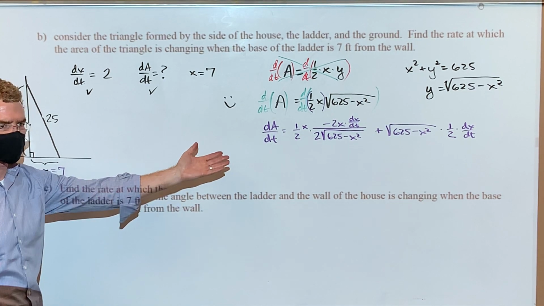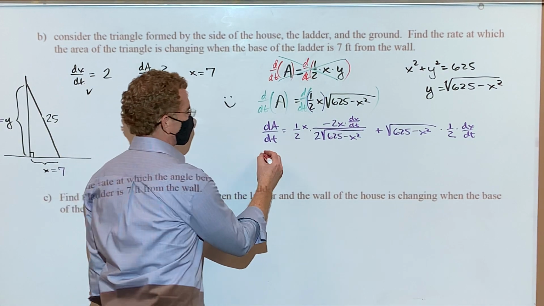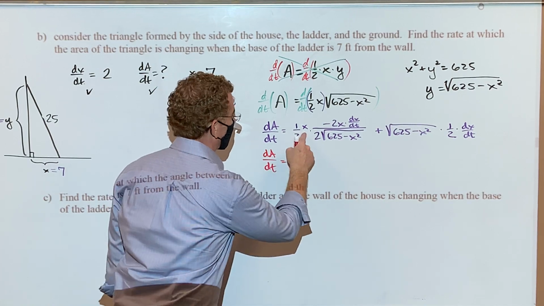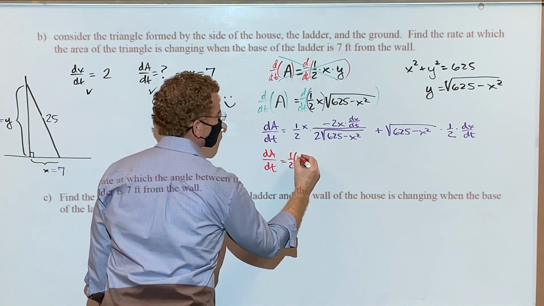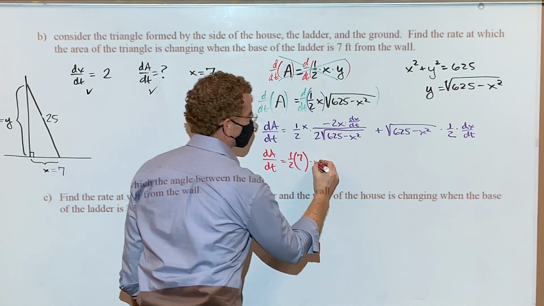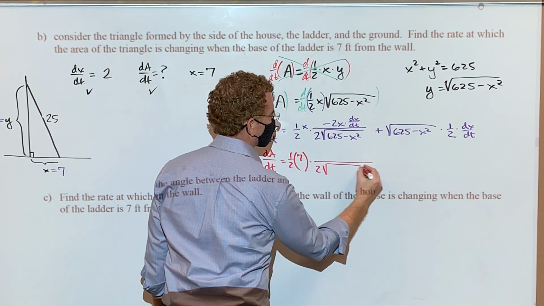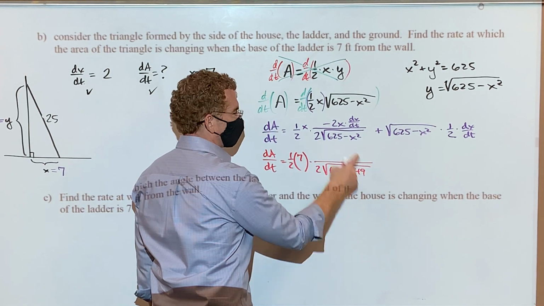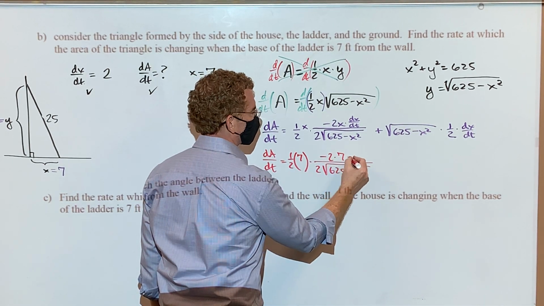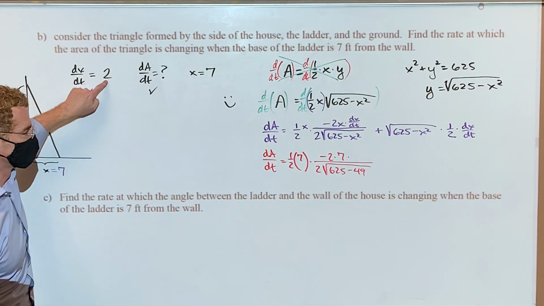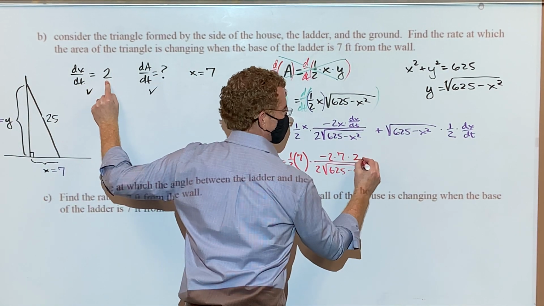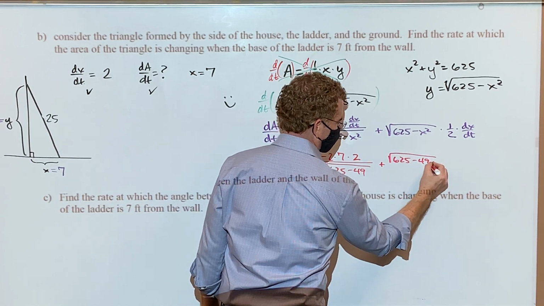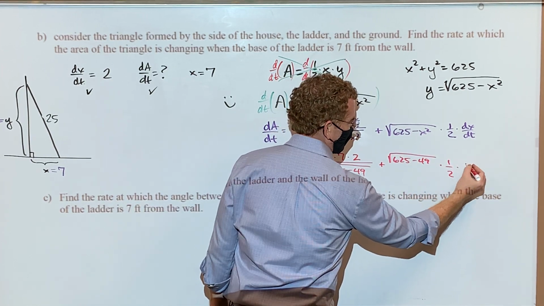So can we plug everything in there that we need? Yep. So here we go. So dA/dt would be 1/2 times the x value, and we know the x value is 7, and then times 2 square root of 625 minus 49, and then on the top, negative 2 times 7 times, what's dx/dt? Another 2. Plus the square root of 625 minus 49 times 1/2 times another 2.